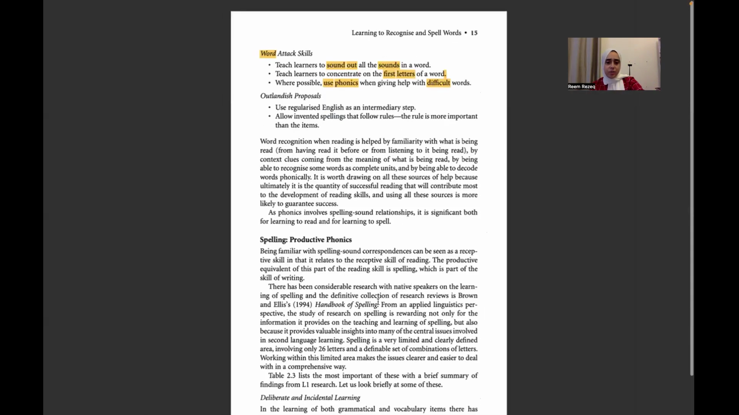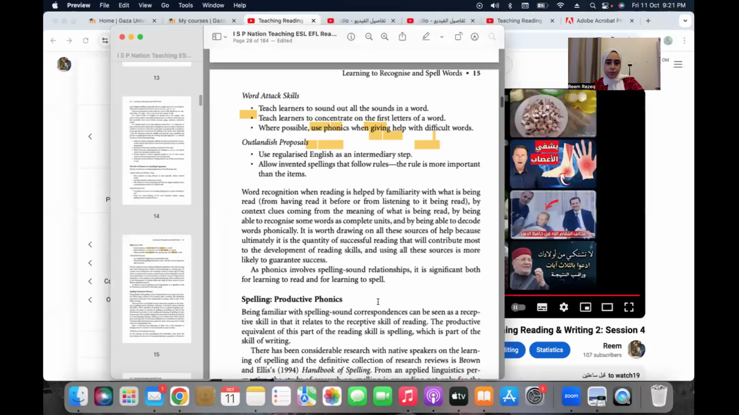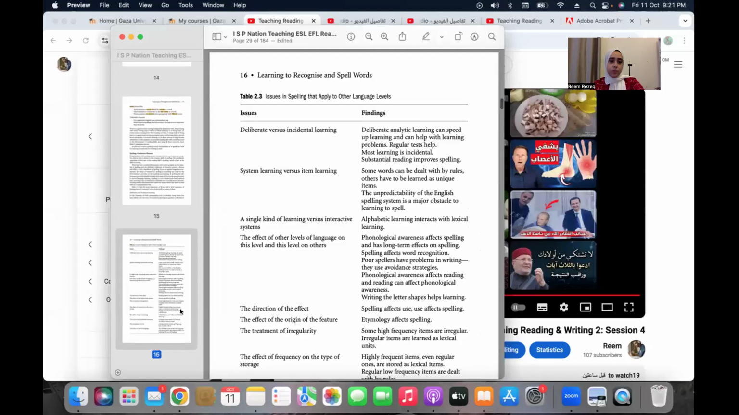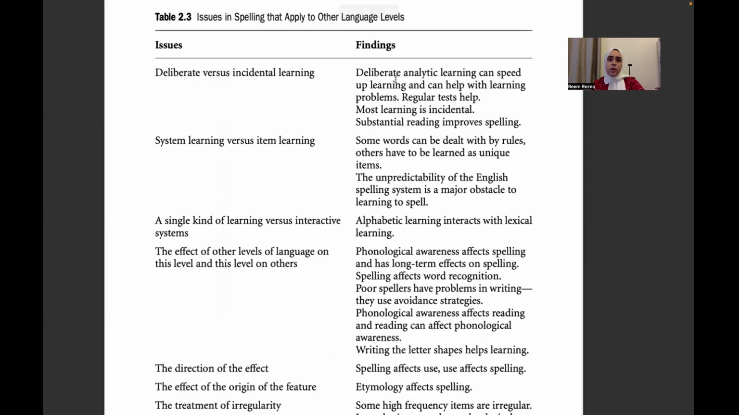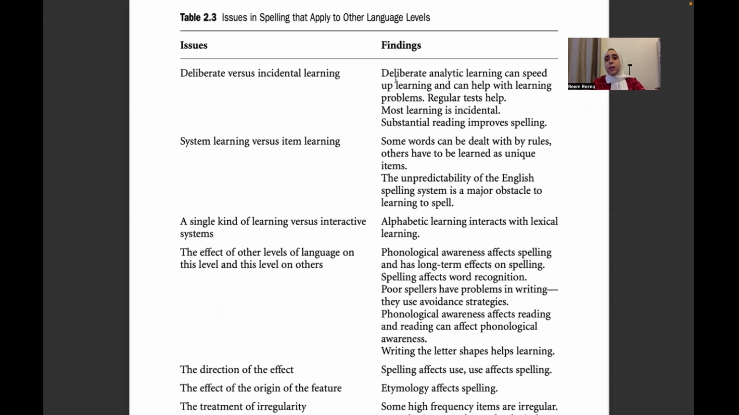Here's a summary. So here I choose a spelling that applies to other language levels. Here we have some aspects of phonological awareness. What I'm saying is that phonological awareness affects spelling and spelling affects word recognition.